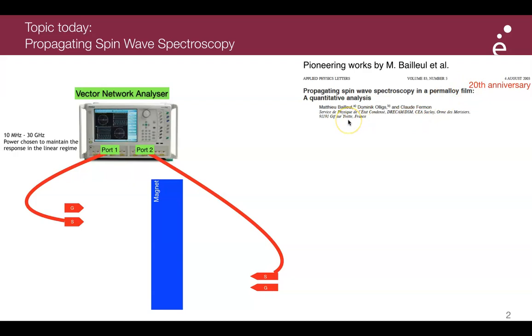To implement propagating spin-wave spectroscopy, you need two things. First, you need a magnet that hosts the spin waves that you want to study. And second, you need a vector network analyzer. The first thing you do is you want to have some control on the magnetization of your sample.